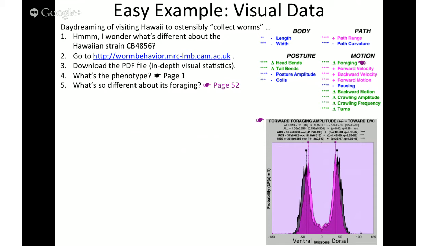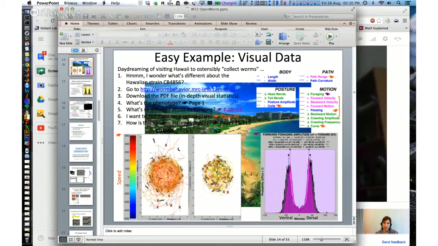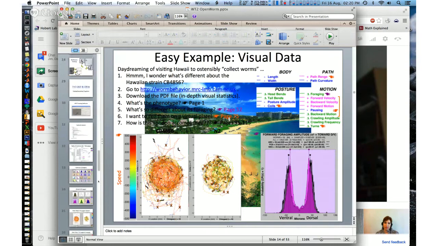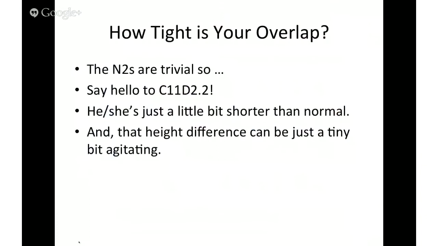But let me show you two things that really get at the heart of your question. First and foremost, how tight is your overlap? The N2s are trivial. If you look at one control versus the next, you'll see a worm which looks relatively the same. But let's say we've got a mutant, and all that's different about that mutant is that, in this case, it's a little bit shorter than normal. What would we see in these histograms? And here is a set of histograms that correspond to it.